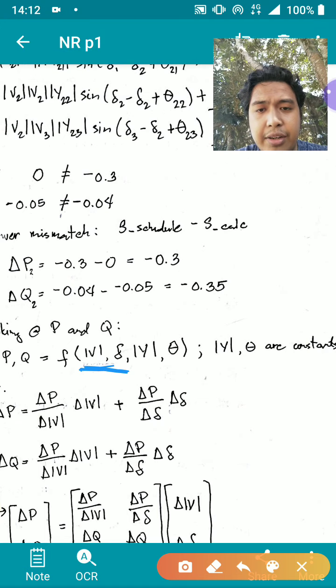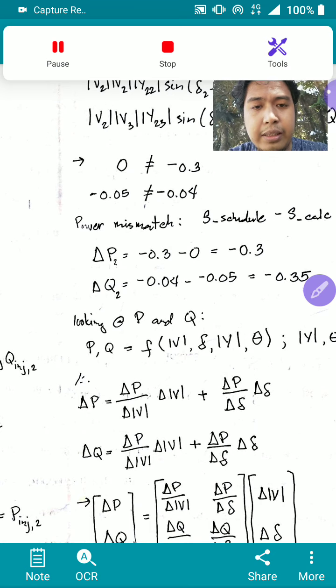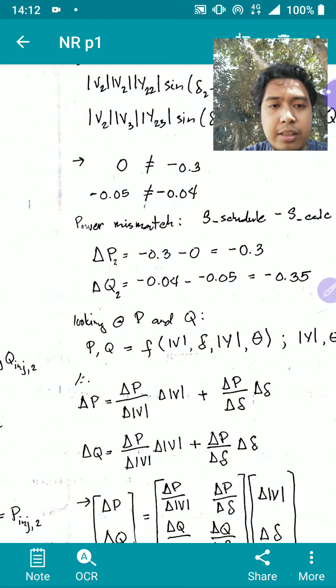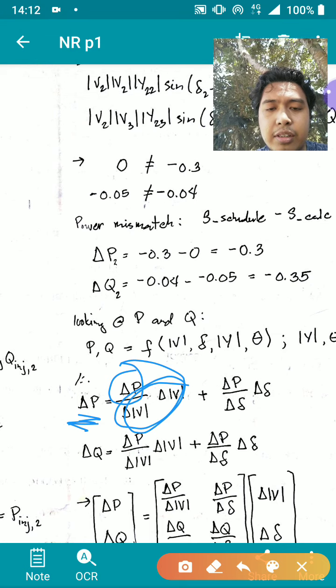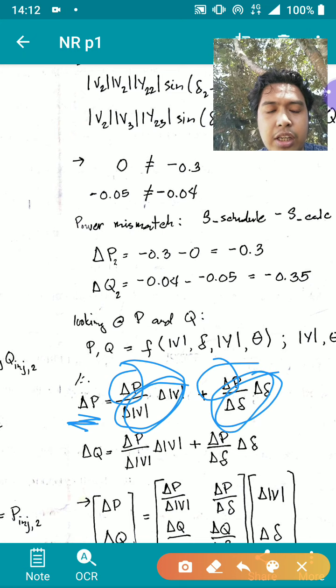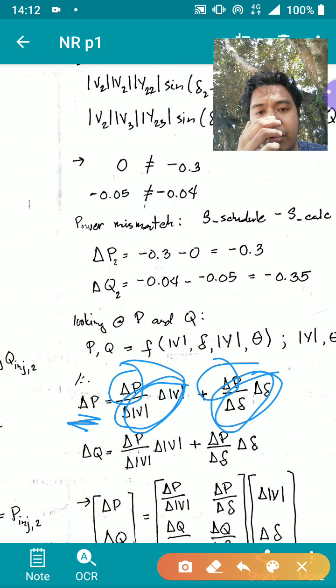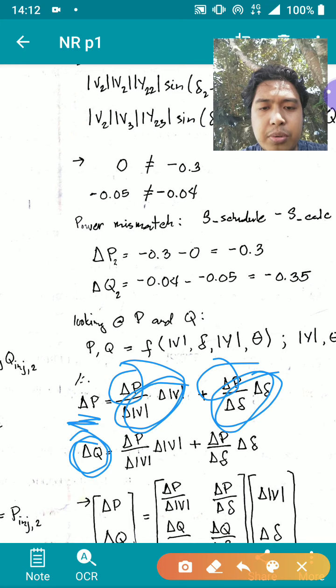So you have P and Q as a function of voltage magnitude and voltage angle, such that this power mismatch can be defined as the mismatch due to the change in voltage magnitude and the mismatch due to the change in voltage angle, or the difference in voltage angle. The same is for delta Q.